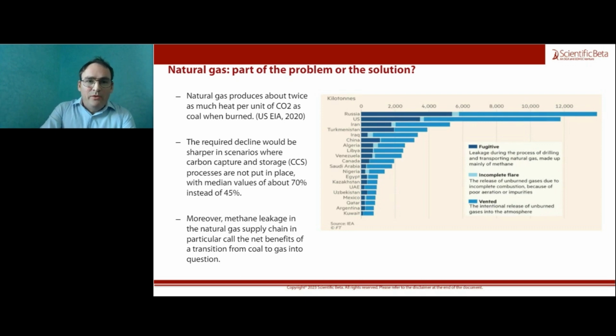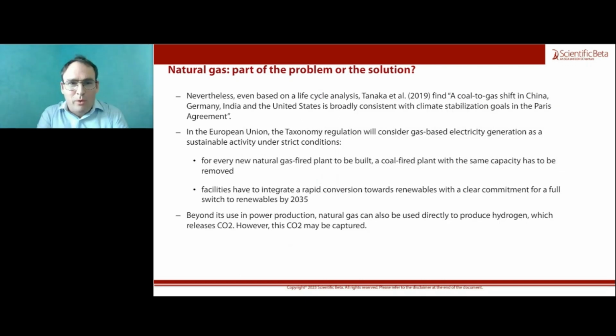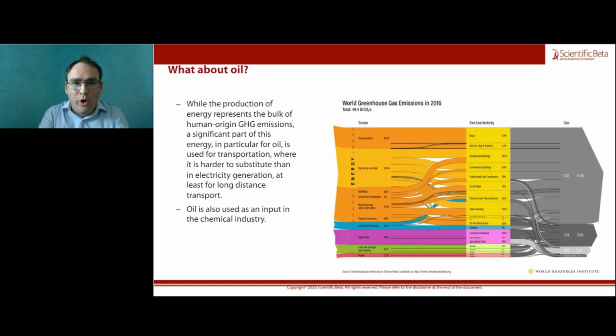Now, when it comes to the last fossil fuel I wanted to talk about, because this already mentioned the issues around the coal to gas shift and the taxonomy regulation. So a few words about oil. Oil in the different scenarios from IPCC has a less steep decline than coal. So coal has a decline of about 95%, whereas the median decline in 1.5 degree scenarios for oil is about 60-65%. And the reason for that is that, in particular, some types of oil usage are much more difficult to substitute than, for example, gas in electricity production.